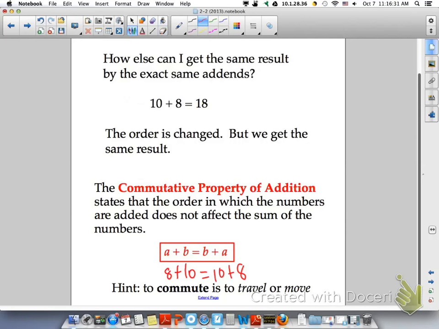Now here's a way to remember what commutative means. What does commute mean? When I say I commute to work by train, what are you doing? To travel, to move from one place to another. So when you look at commutative property, what I need you to see is how the numbers are traveling. They're moving around. The order is changed. 10 has taken the place of 8 and 8 has taken the place of 10. You're not introducing anything new to the equation. You are simply changing the order in which the numbers are added.